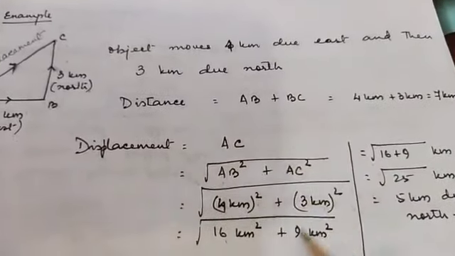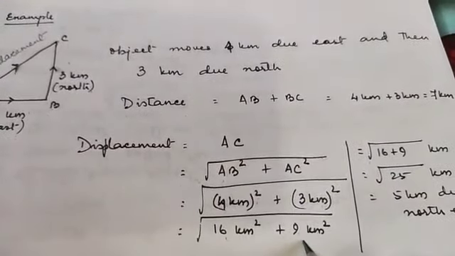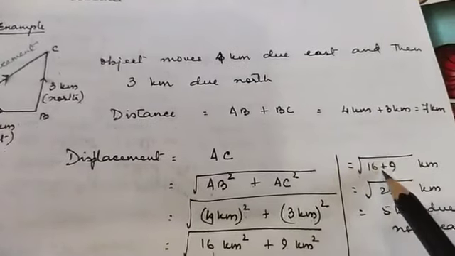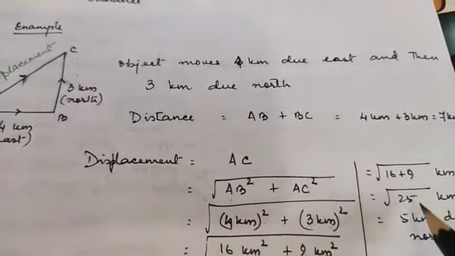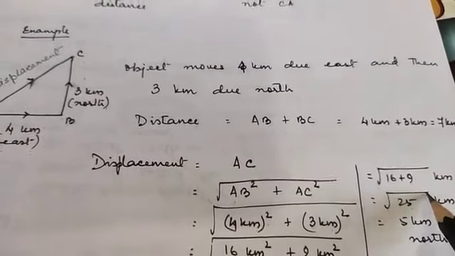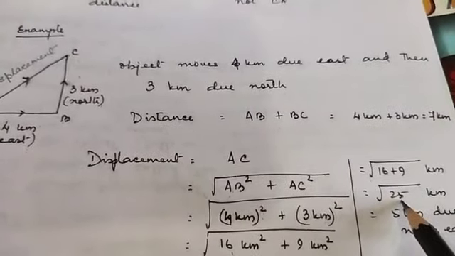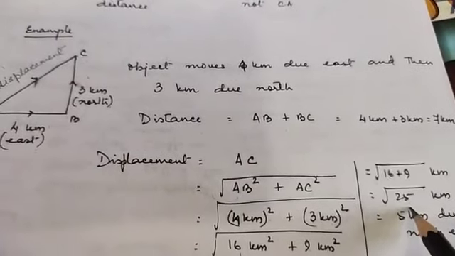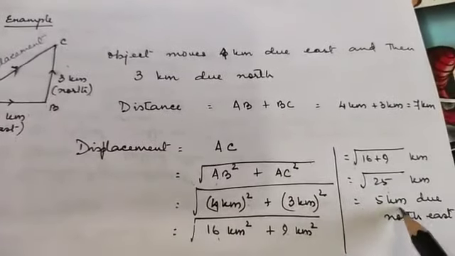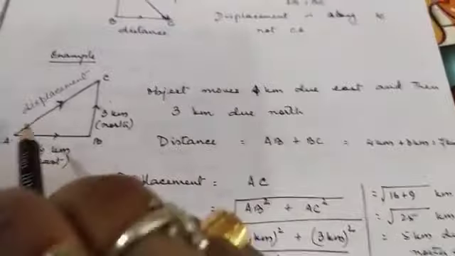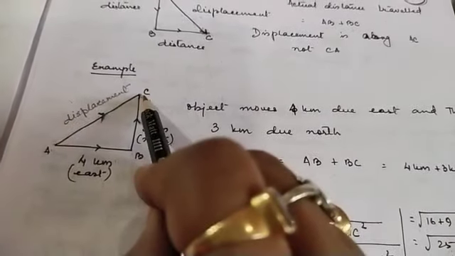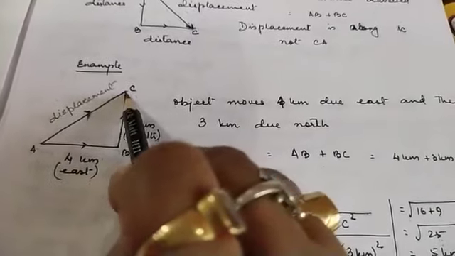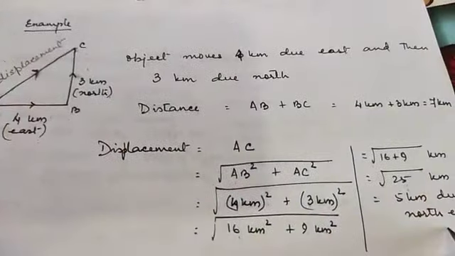So we have still 16 plus 9 under root, and kilometer we have taken out. 16 plus 9 is how much? 25. 25 under root. So 5 into 5 is 25. So 5 kilometer, in which direction? It is going in the northeast direction, because this is east, this is north. So it is moving in the northeast direction. Clear?